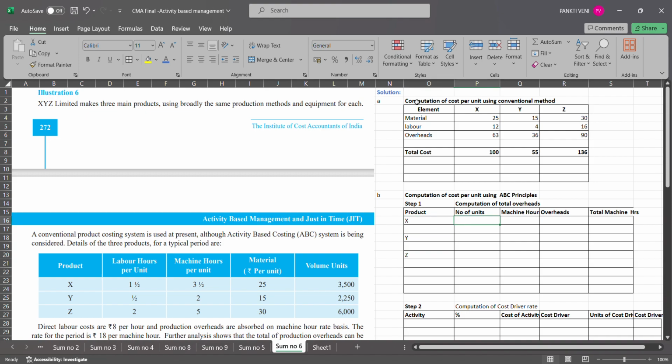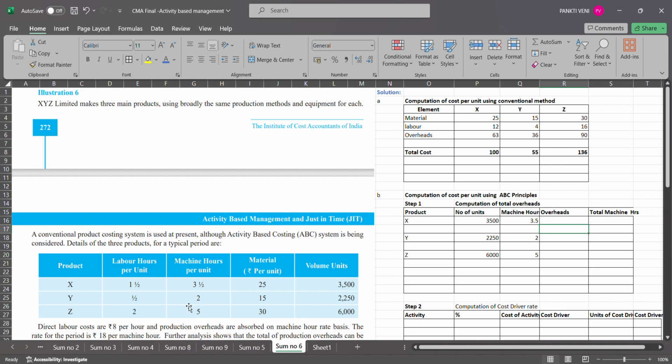The number of units is given to me in the question. If you see here, they have given me the number of units, so I'll note down the number of units. Then they have given me machine hours. The next one is machine hours per unit, so I'll note down machine hours per unit: 3.5, 2 and 5.